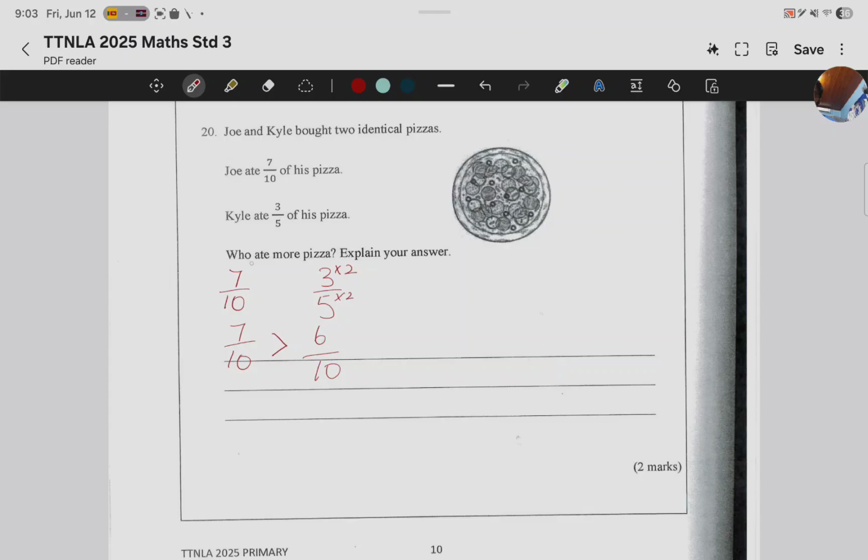So the question asks, who ate more pizza? The person who ate 7/10, which is Joe. So Joe ate more pizza because 7/10 is greater than 3/5.